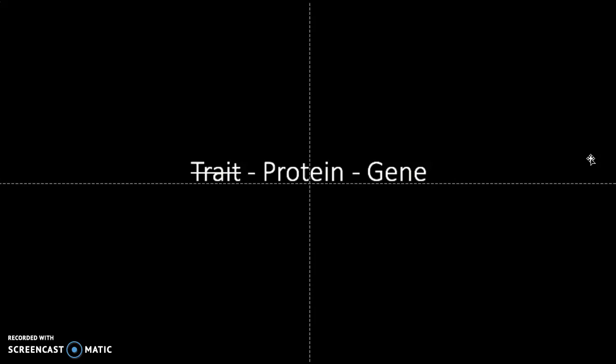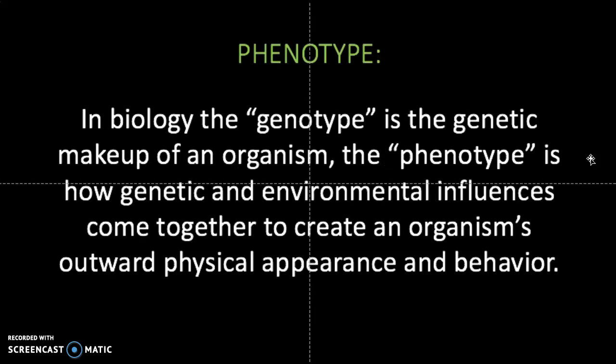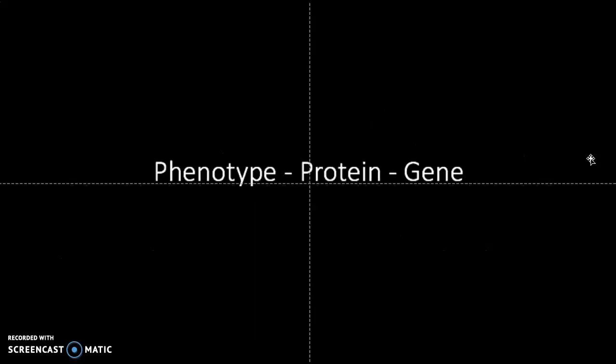And let's actually cancel out that word trait, and use a new word, phenotype, which should be a reminder from your general biology courses, right? So phenotypes are ultimately because of proteins, and those proteins are caused by genes. And just to give you a definition, in biology, the genotype is the genetic makeup of an organism. It is the genetic code. It's the A's, C's, T's, and G's. It's the genes. The phenotype is how genetic and environmental influences come together to create an organism's outward physical appearance and behavior. They're responsible for the trait, right? That's the phenotype. So when we use the word phenotype, we're talking about traits.